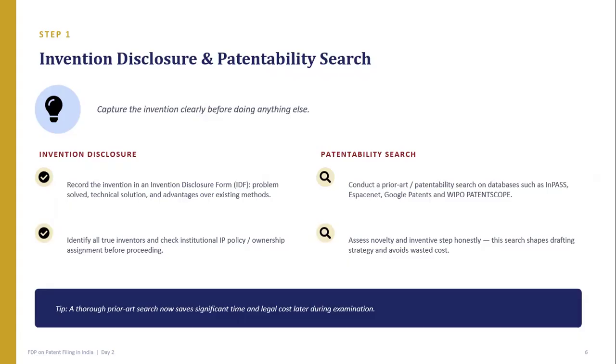The next activity is the patentability search. A prior art search should be conducted using appropriate patent databases, say, for example, Google Patents and World Intellectual Property Organization. The purpose of this search is to assess whether the invention demonstrates novelty and inventive step. A good patentability search can significantly improve the drafting strategy and help to avoid unnecessary expenditure later during examination. Therefore, remember these basic important principles. A thorough prior art search at the beginning can save significant amount of time and legal cost later.